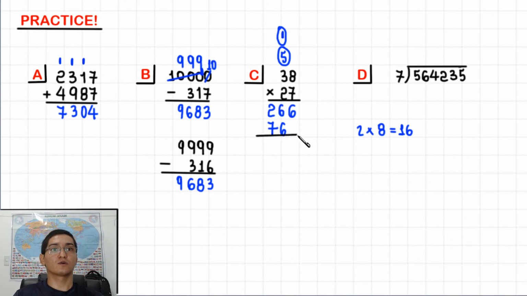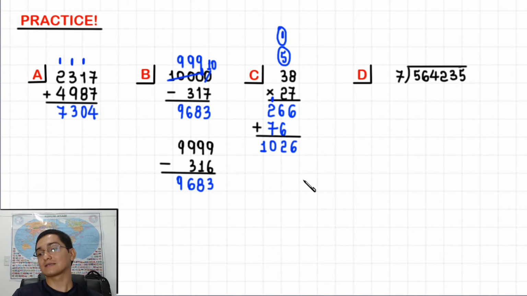We are almost done. All we need is just to add. Let me erase this and let me continue. Here I have only 6. I will use blue. Here I only have 6. Here, 6 plus 6 equals 12. I write 2 from 12 here, and the 1 goes up here. 1 plus 2 equals 3. 3 plus 7 equals 10. That's what I write here. So the result is 1026. Let's see if Google Assistant will help us now, so we can check the result.